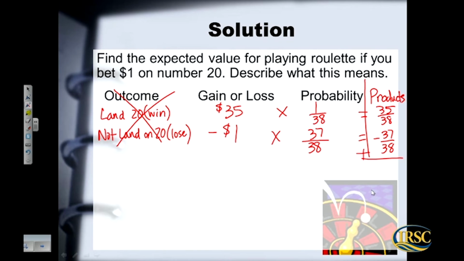Okay, add these two numbers together. They already have a common denominator of 38. And so 35 and a negative 37 is negative 2. At this point, this is where you change that number to a decimal. Okay, everybody follow so far on what's in the chart?